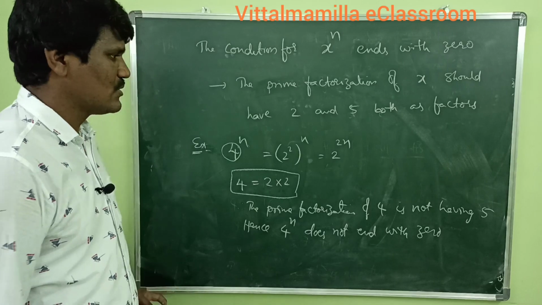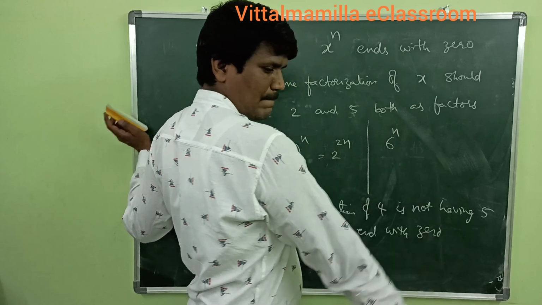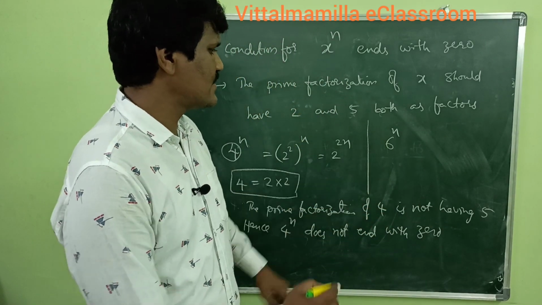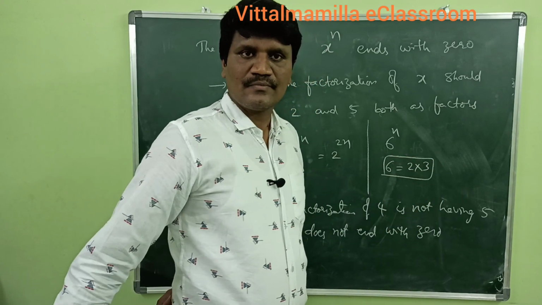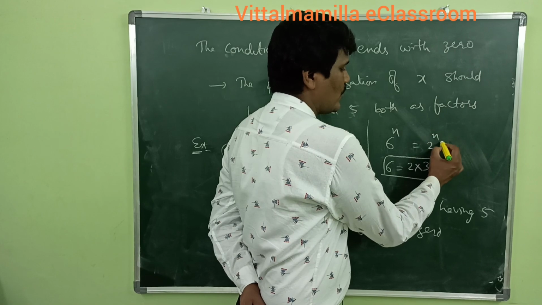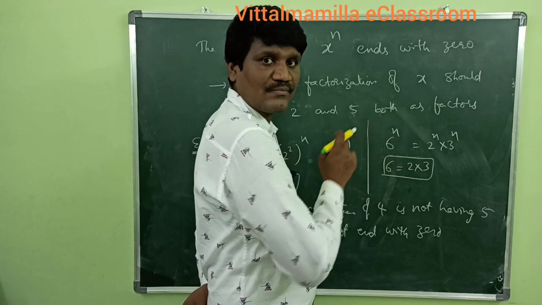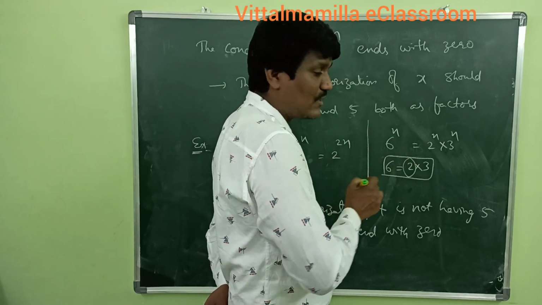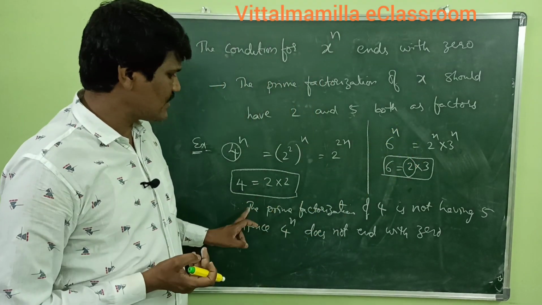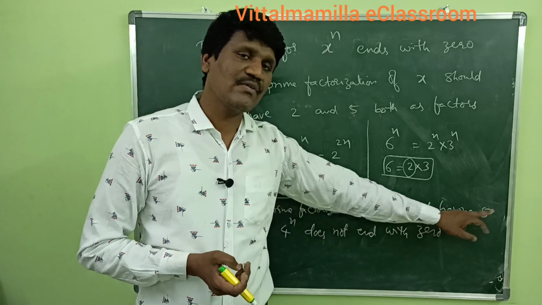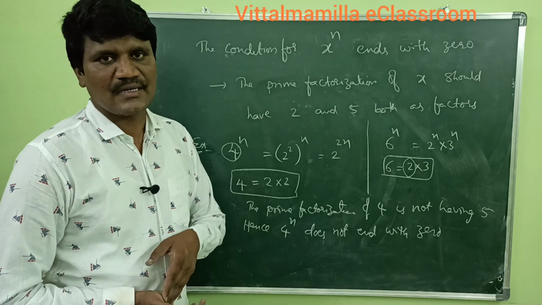Let us take one more problem. Suppose 6 power n is there. What can I write? 6 is equal to 2 into 3, right? That means 6 power n is 2 power n into 3 power n. Again it is not having 5. Only 2 is there, but 5 is not there. So you can write the prime factorization of 6 is not having 5. Hence 6 power n also does not end with 0.